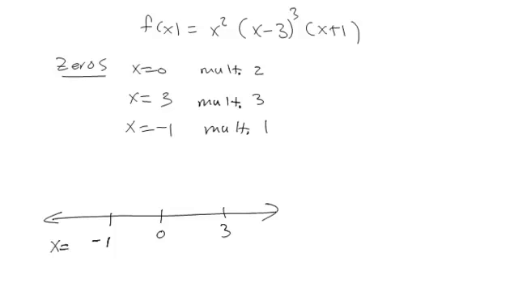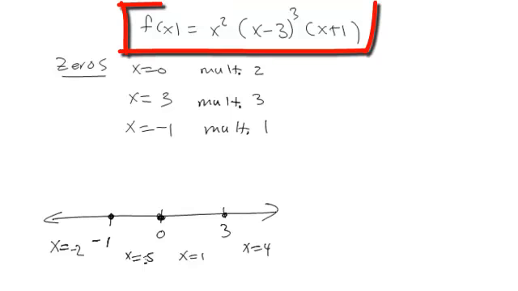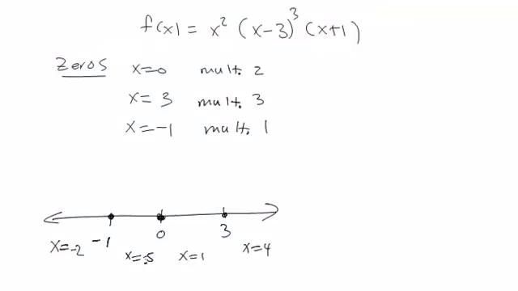Let's say x equals -2, x equals -0.5, x equals 1, and x equals 4. I'm picking these numbers in between the zeros. I don't pick the zeros themselves, because I want to know what's happening in between them. Then we're going to sub these numbers into the original function, and what I want to focus on here is the factored form of the polynomial. We're just going to keep track of the signs.